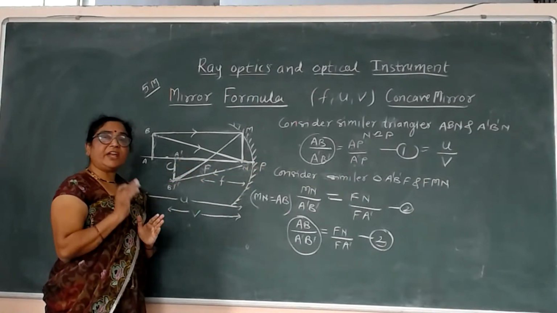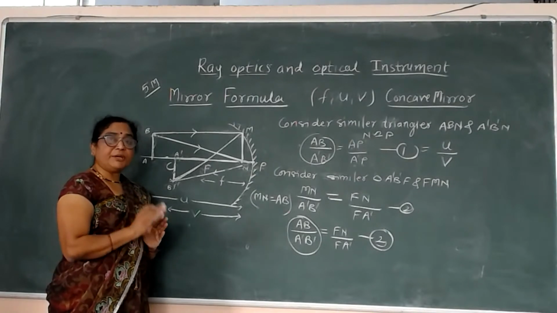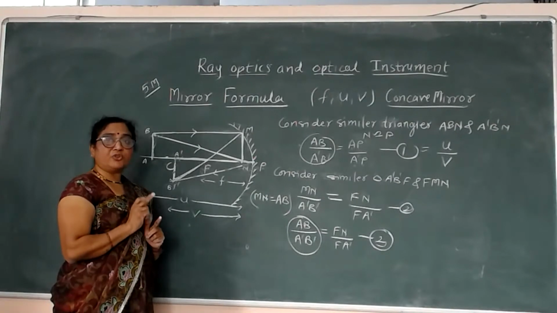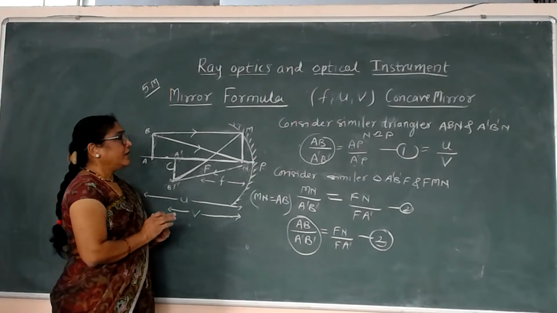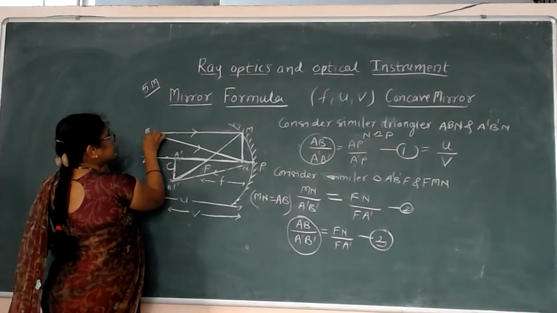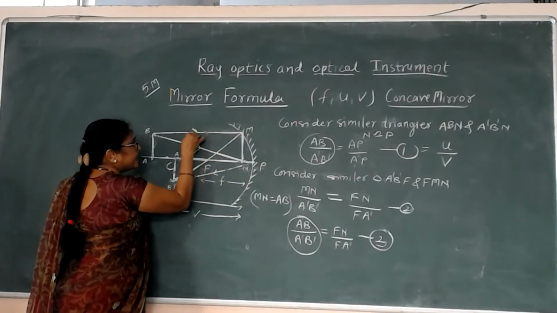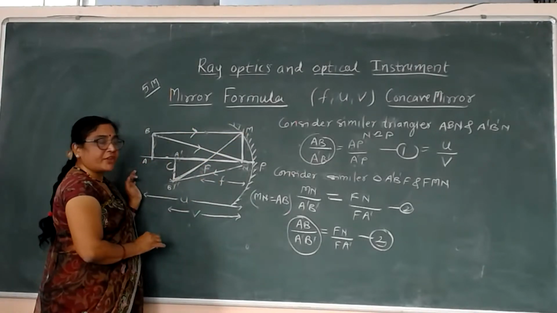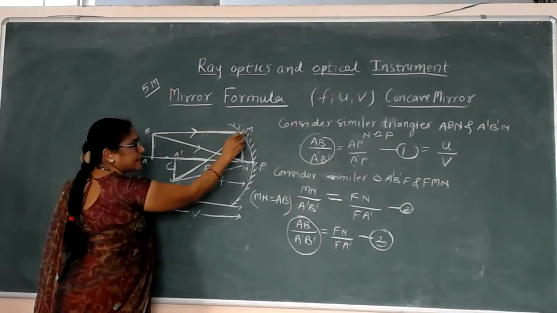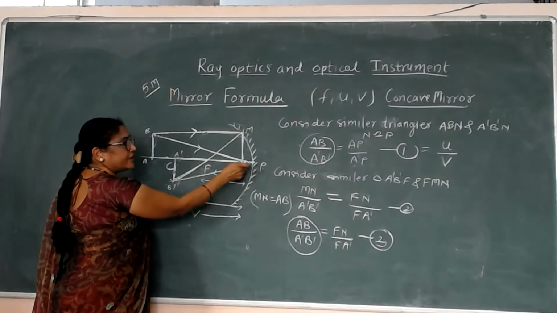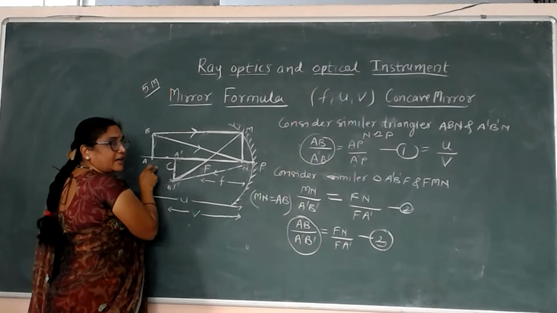But here, when we apply the Cartesian sign convention, all the distances are measured from the pole and the distances are taken to be positive in the same direction as the incident ray. So here, for u, see the figure. This is the incident ray. The direction of the incident ray is in this direction. But when we measure the distance from the pole to this side, both the directions are opposite.